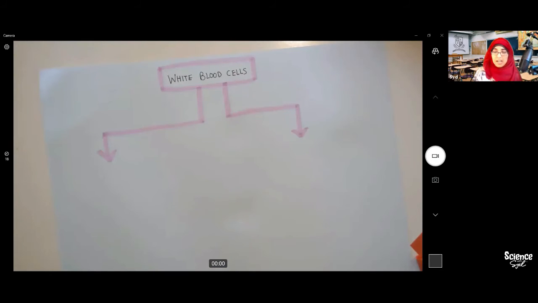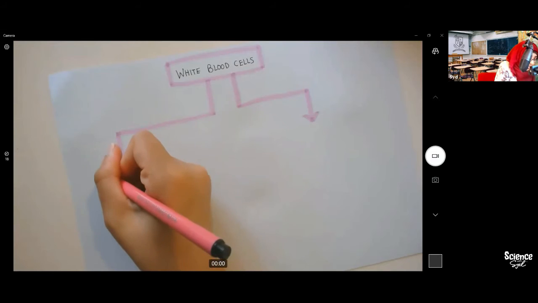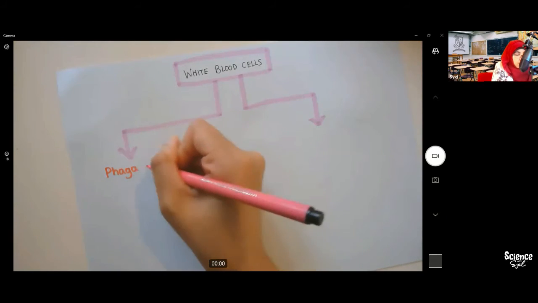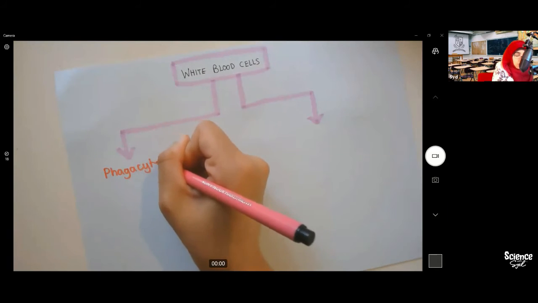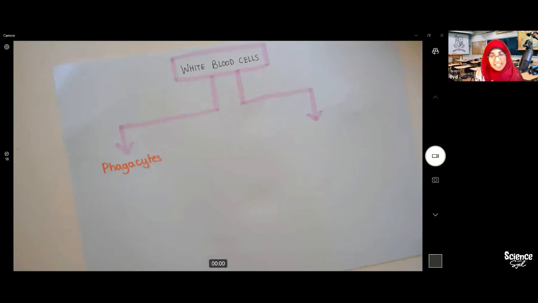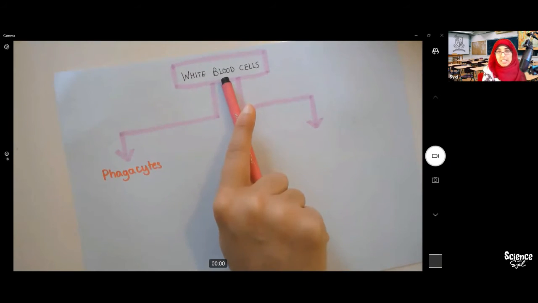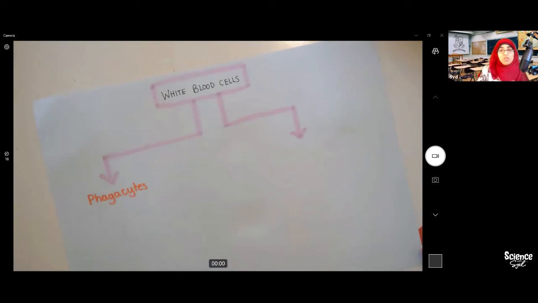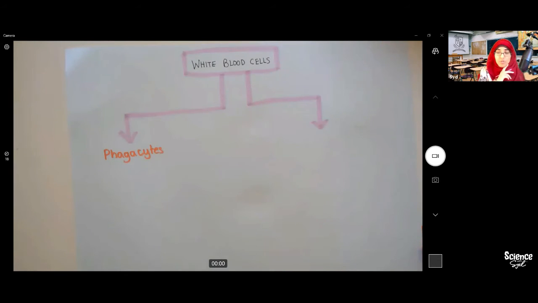So white blood cells, let's have a look at the two different types. The first one I'm going to have over here, and I write this as phagocytes. These ingest foreign microorganisms. So all white blood cells will be fighting microorganisms that are entering the body, and those microorganisms are usually referred to as pathogens. I'm going to use the word microorganisms because I think it's nice to use that word.